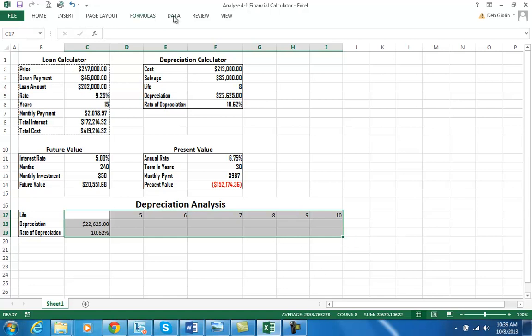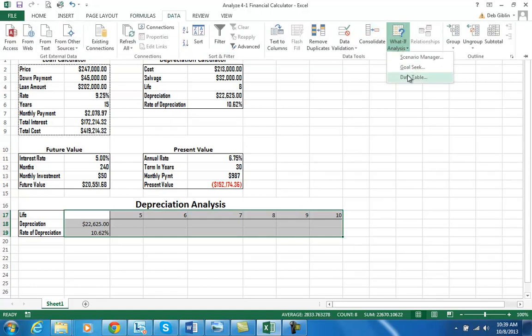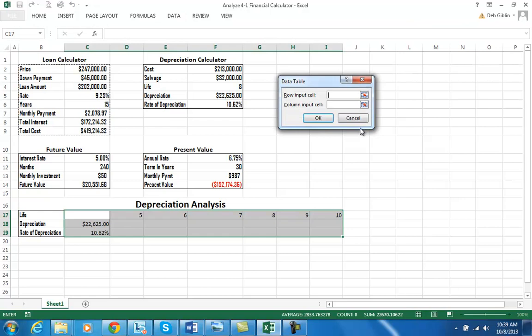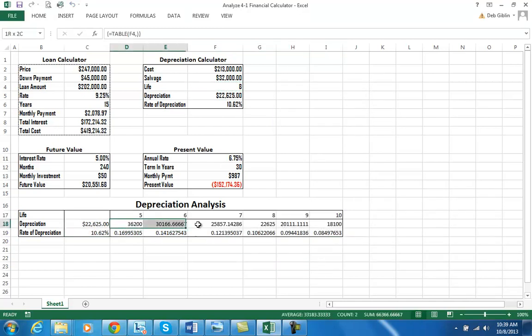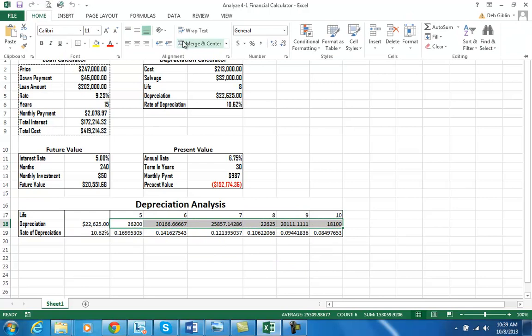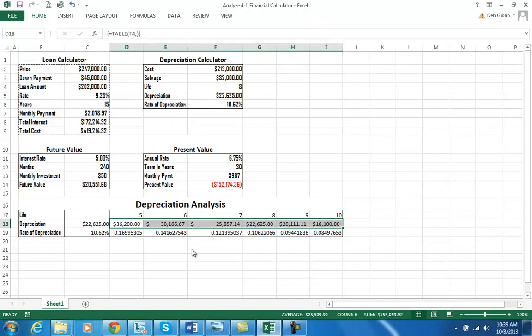And then I'm going to go to Data, What-If Analysis and choose Data Table. And it tells us that the depreciation of varying years of life in F4, which is 8. Now, in the video, and I think in the chapter, they had us put it in the column input. But because we're going across, we're going to put it in the row. So I just click on F4, and notice it puts the absolute, so it'll do it for all of them. Puts the dollar signs, I click OK. And then, of course, you need to make this currency. So change that to dollar signs. And then the row below it needs to be changed to percents.